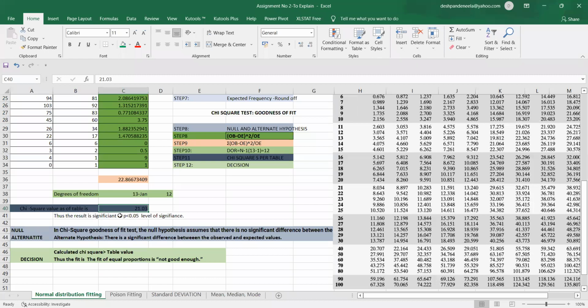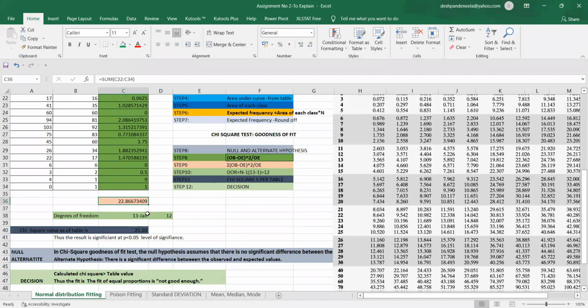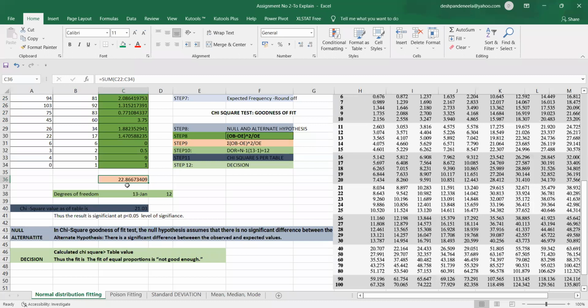Of course, right now, p value is not taught to you in the class, nor had we done this in SNP, so we will keep it as it is. But nevertheless, you can go ahead and compare the value which you have got through the table and the calculated chi-square value. So what is the calculated chi-square value? It is 22.86673, which you have calculated here.